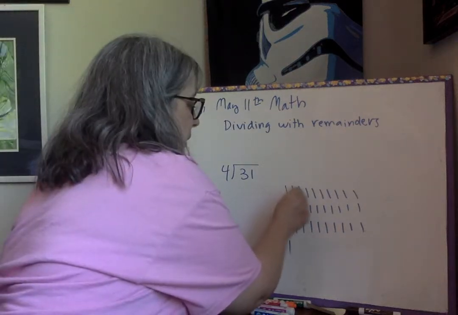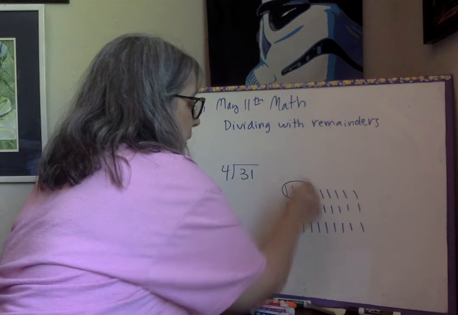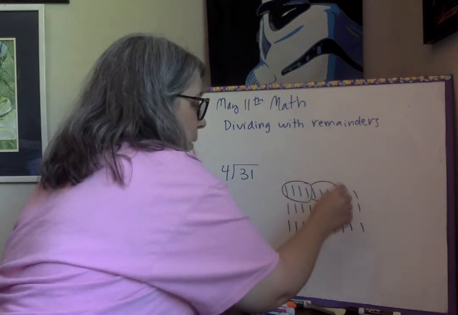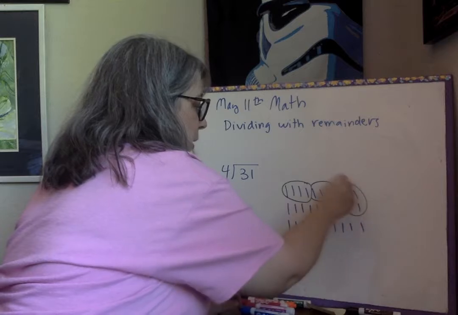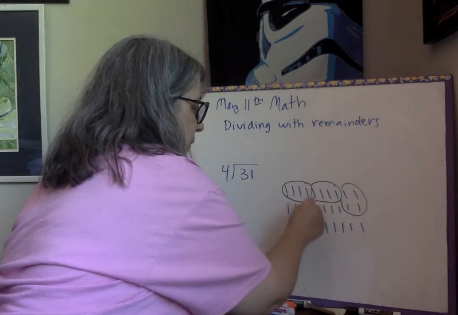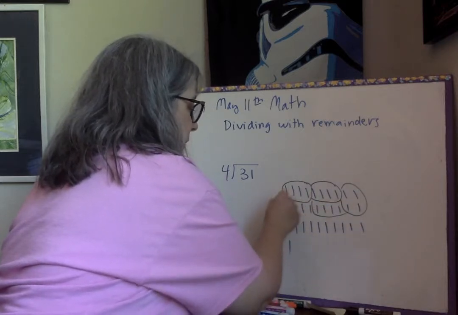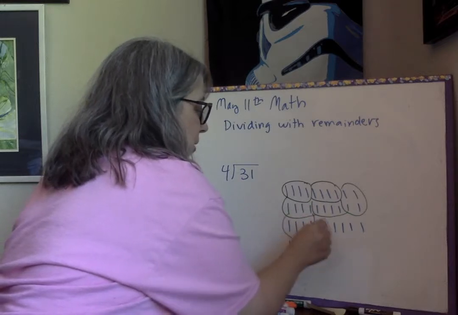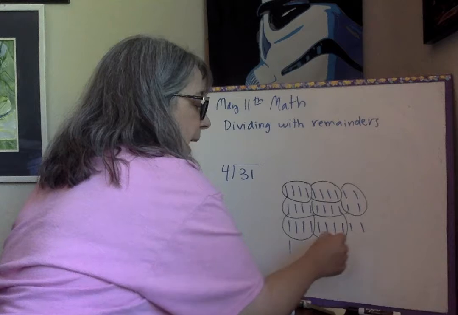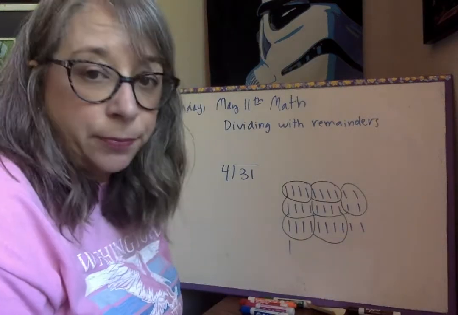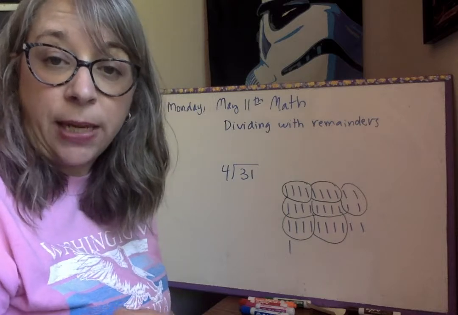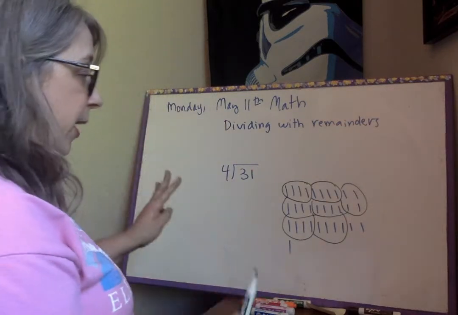So, 1, 2, 3, 4. 1, 2, 3, 4. 1, 2, 3, 4. 1, 2, 3, 4. 1, 2, 3, 4. 1, 2, 3, 4. 1, 2, 3, 4. And do we have enough for one more? We do not. We have 3 left over. So the remainder is going to be 3. But we'll get to that in a minute.